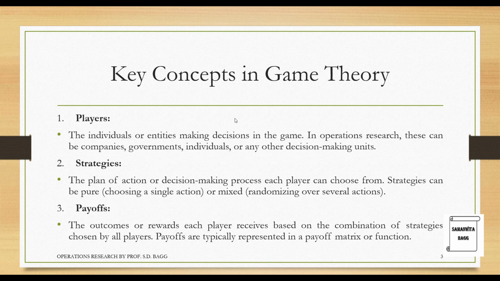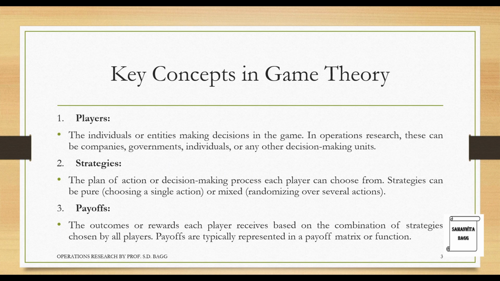Key concepts in game theory: the first one is players, the individuals or entities making decisions in the game. So as I told you, there could be two companies which are playing against each other. In operations research, these can be companies, governments, individuals, or any other decision making units. So they are all a part of game theory.